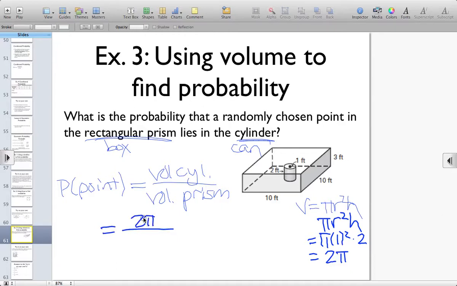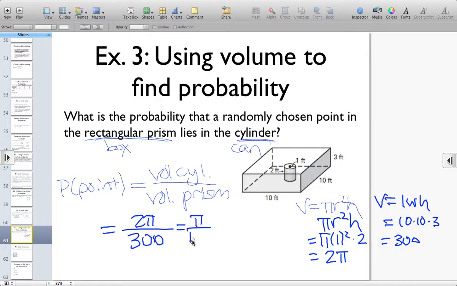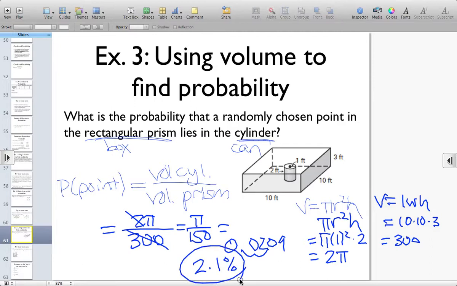Okay, so now let's look at the rectangular prism. The volume of a rectangular prism is also area of the base times the height. Since the base is a square, you can say length times width times height, or side squared times height. So 10 times 3 would give us 300 cubic feet. I simplified this to pi divided by 150, because I reduced it by 2. And when I type that into my calculator, I get 0.0209. Again, move our decimal to the right 2 times. That gives me 2.1%. You always want to round to the nearest 0.1%.